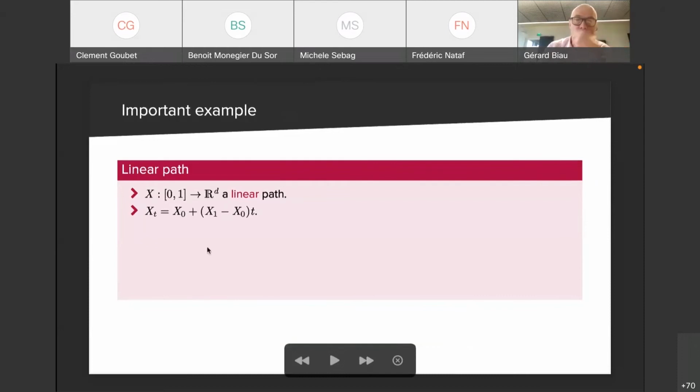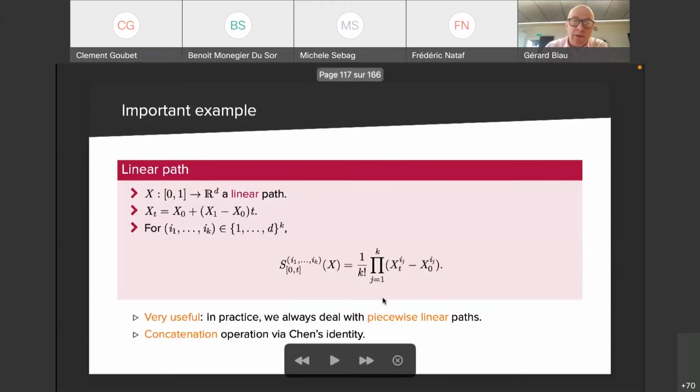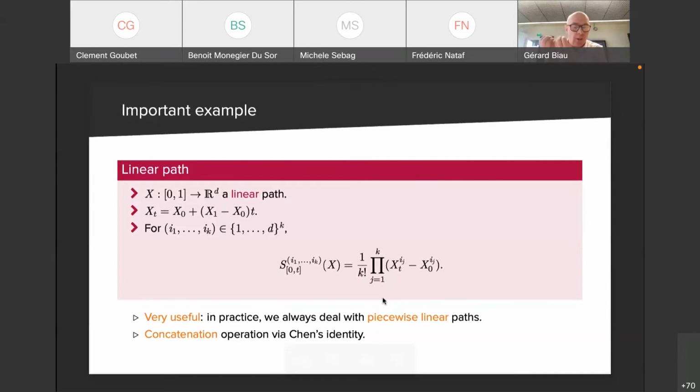So if you have a linear path, a path of this form here, then it's a 2-line exercise to prove that the coefficients of the signature, A1 to AK, for a linear path are of the following form. So it's very easy to compute. And it's very useful because in practice, you always deal with piecewise linear paths. You have a discretized time series, then you just smooth it with a linear interpolation, and then the only operation that you need is a concatenation, and this is very easily done using an operation which is called Chen's identity. So in practice, we can have very fast algorithms in order to compute the signature of a process.